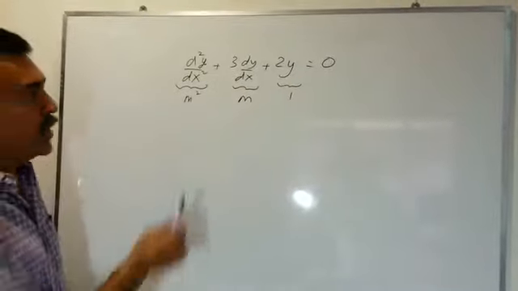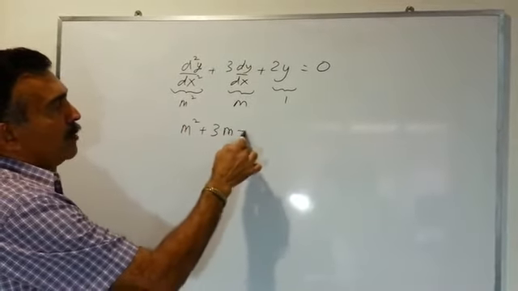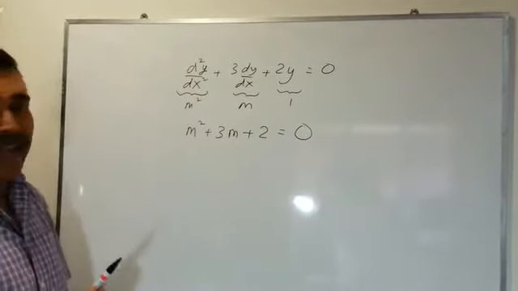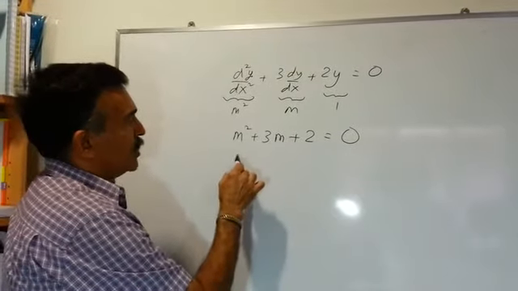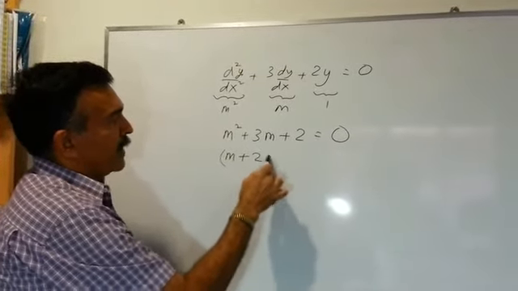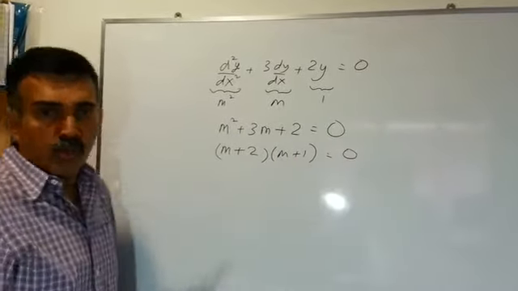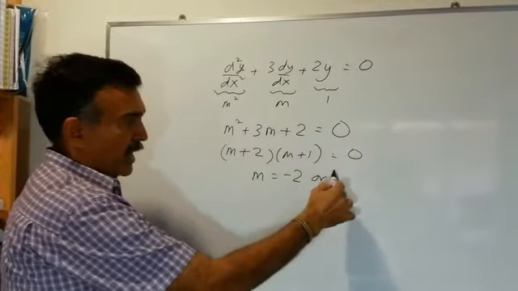So what do you end up with? You end up with m squared plus 3m plus 2 equals 0. So this is a quadratic equation in m. It is called an auxiliary equation. So let's find the roots. (m plus 2)(m plus 1) equals 0. So m will be -2 or -1.